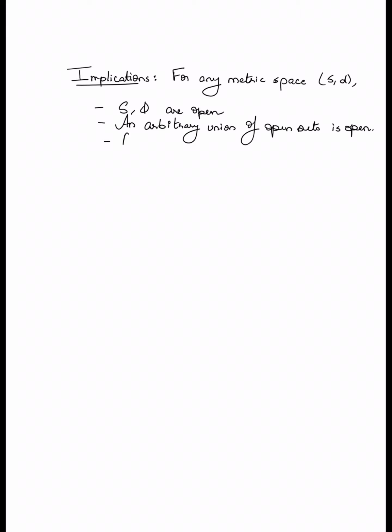And finally, a finite intersection of open sets is open. Okay, so these are three implications I claim of the definition of an open set in a metric space: that the whole space and the null set are both open, arbitrary unions of open sets are open, and finite intersections of open sets are open.